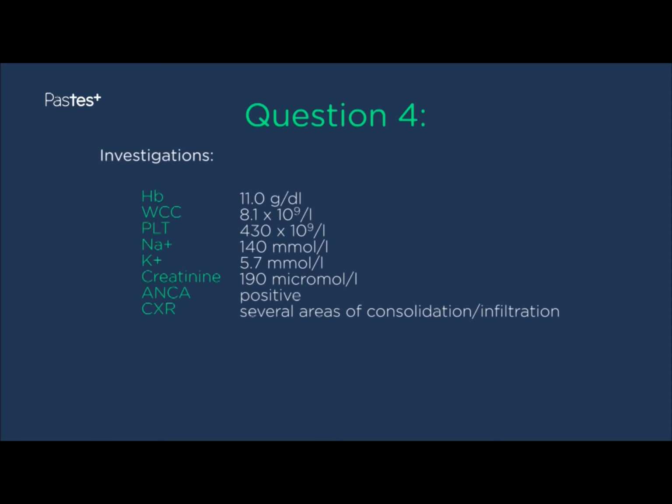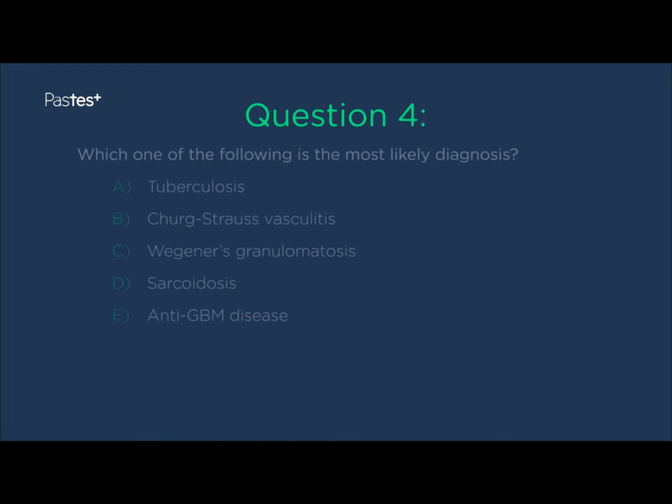Let's go on to consider her biochemistry and hematology. She is anemic with a hemoglobin of 11 grams per dL. Her creatinine is elevated at 190 micromoles per litre, and you can see that she has a positive serum ANCA. The chest X-ray shows several areas of consolidation or possibly infiltration. So which one of the following is the most likely diagnosis in this case?